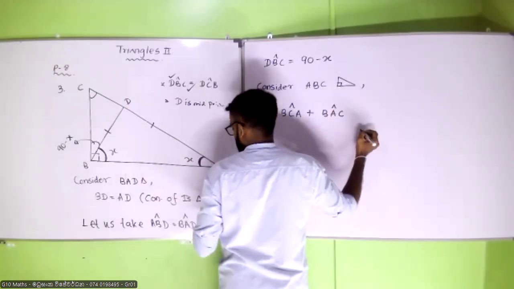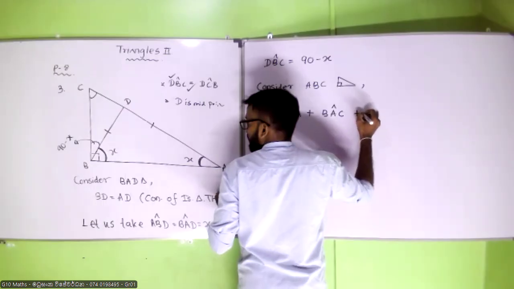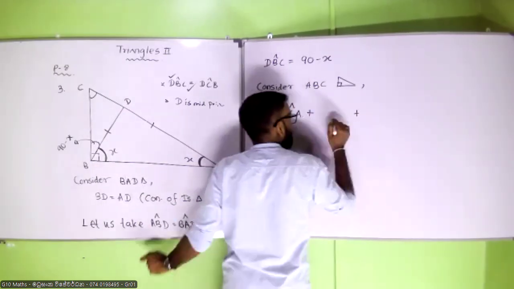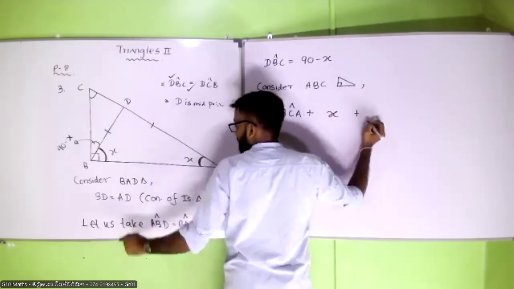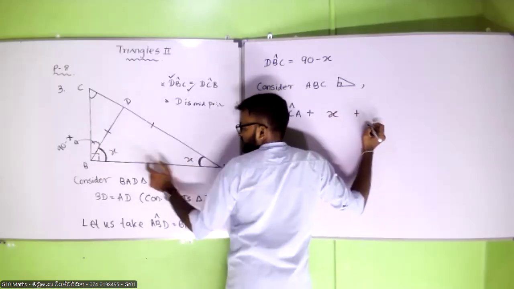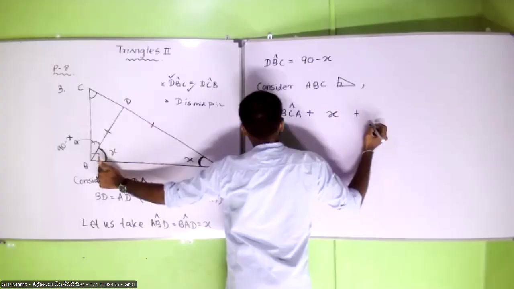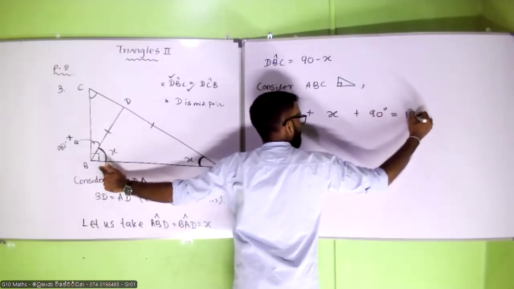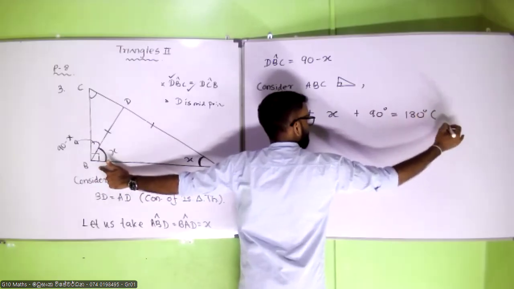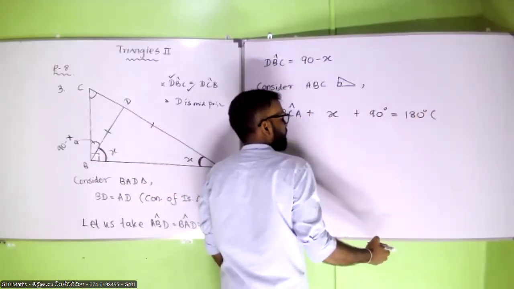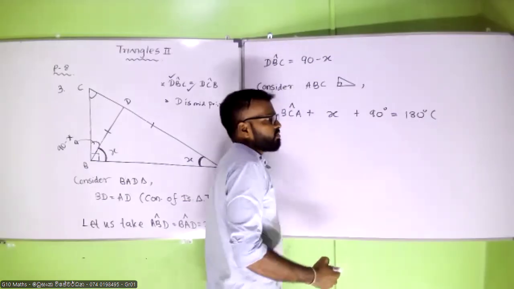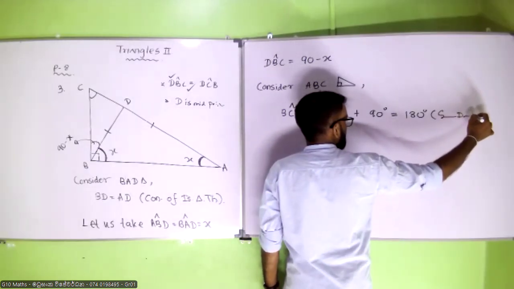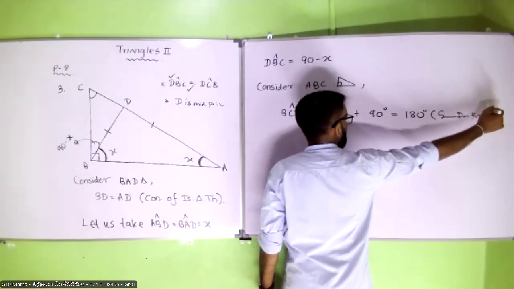BAC, right? Actually, no need to write BAC. This is X. We have taken it as X. And this guy, angle ABC is 90 degrees. So directly you can substitute: 90 plus X plus the other angle equals 180 degrees. What is the reason? The sum of the interior angles of a triangle. I am not going to write it.